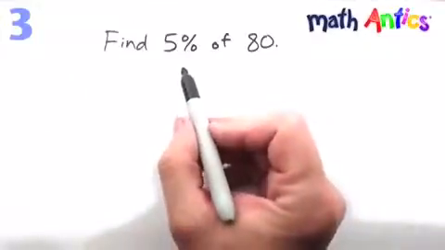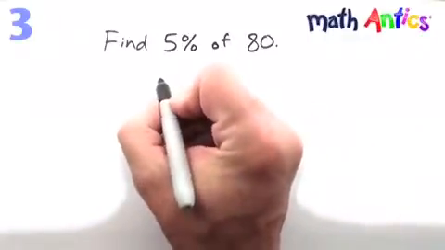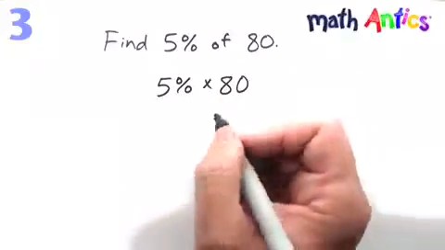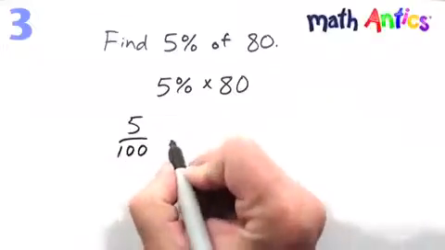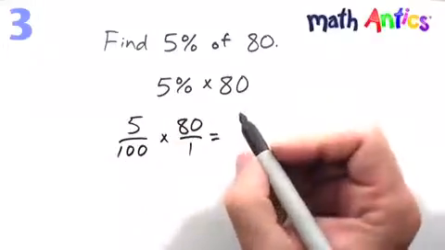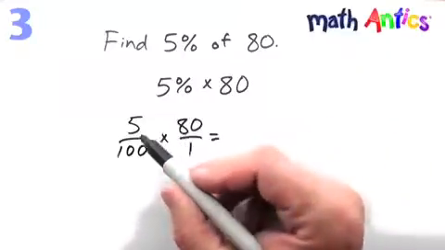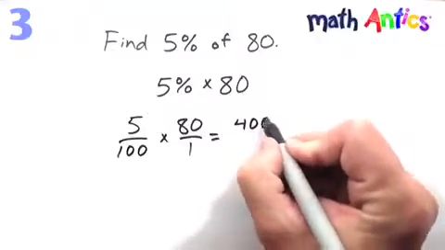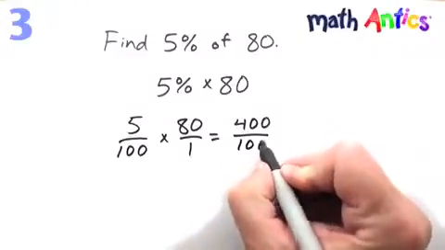And now we need to find 5% of 80. And 5% of 80 means 5% times 80. So now let's rewrite them in their fraction form. So we have 5 over 100 times 80 over 1. All right. And now we will multiply these fractions together. So we multiply the top numbers. 5 times 80 is 400. And 100 times 1 is 100.